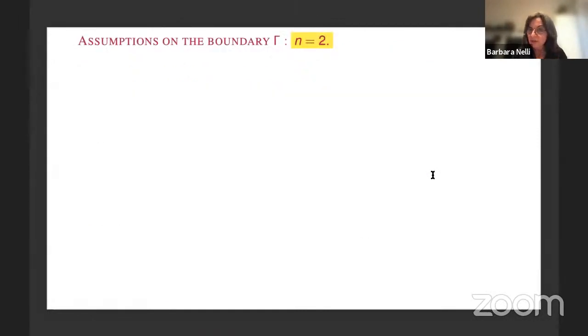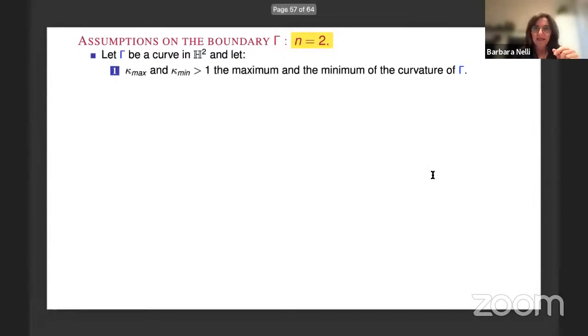The assumption on the boundary. I will tell it in the case n equal 2, but it's exactly the same. So we take a curve. We consider the maximum and the minimum of the curvature, both larger than 1, because we want to be horoconvex. And we call R max and R int the radius of the circle with that hyperbolic curvature.